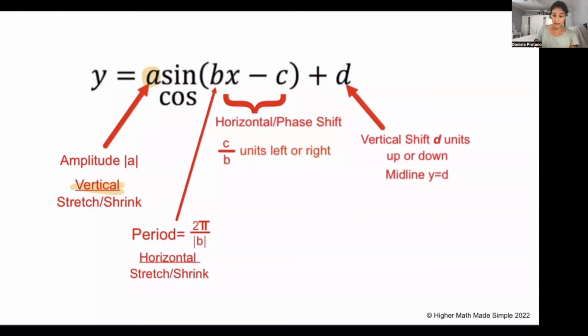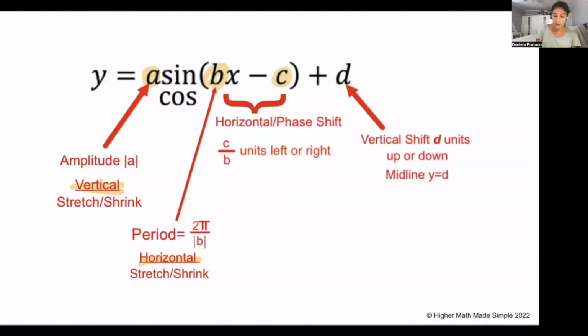We're also going to see how the value b affects the period. That formula is 2 pi over the positive number of whatever b is. And that b value is also going to determine what the horizontal stretch or shrink might be, if there are any. We're going to see how that value c affects the horizontal, also known as the phase shift.